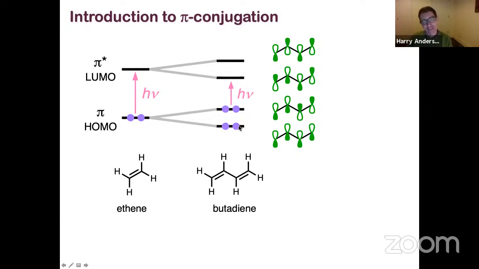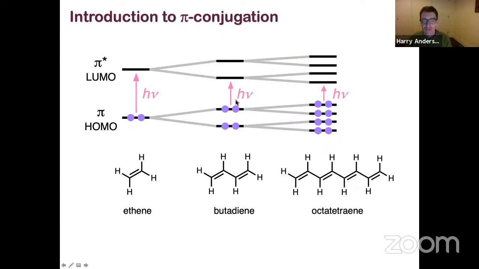And that means there's a destabilizing interaction for the HOMO and a stabilizing interaction for the LUMO, and the HOMO-LUMO gap gets smaller, the pi to pi star gap gets smaller. And as you carry on joining units together, you reduce that gap. The pi to pi star gap gets smaller the longer your conjugated pi system.